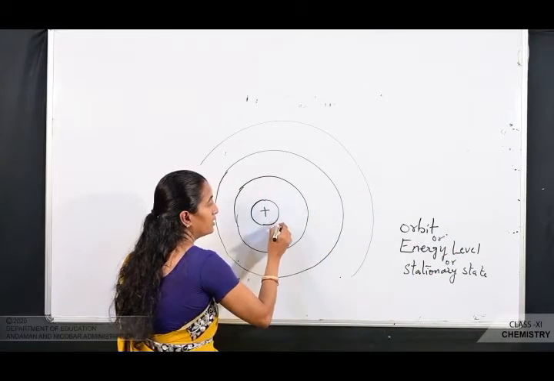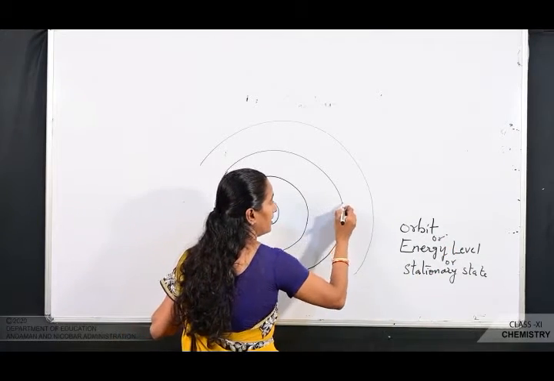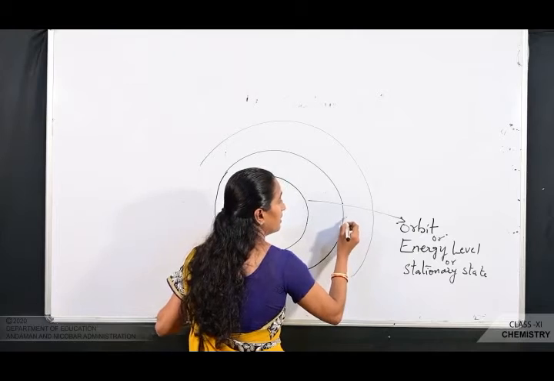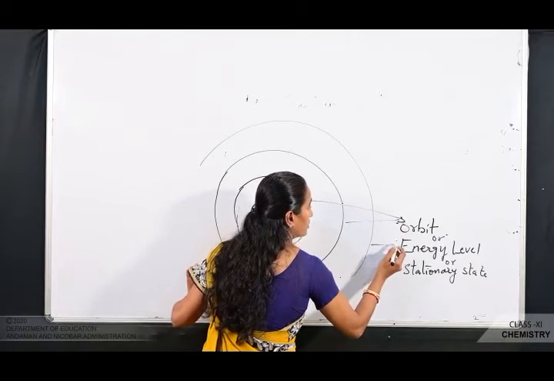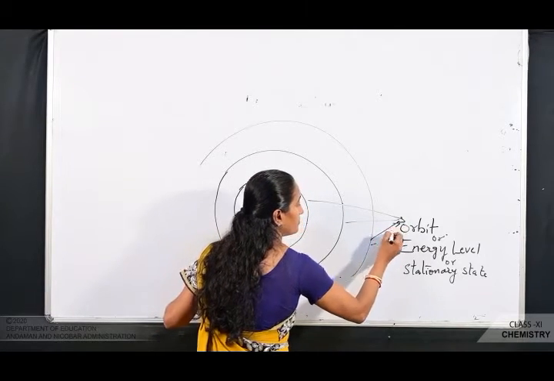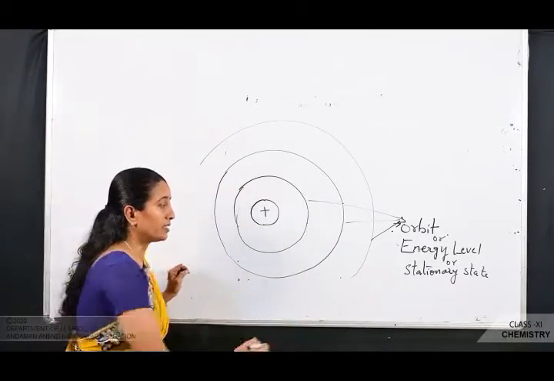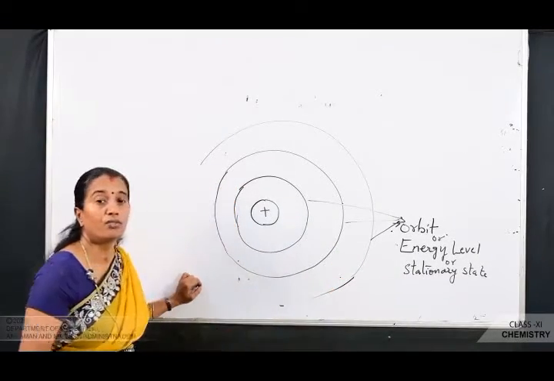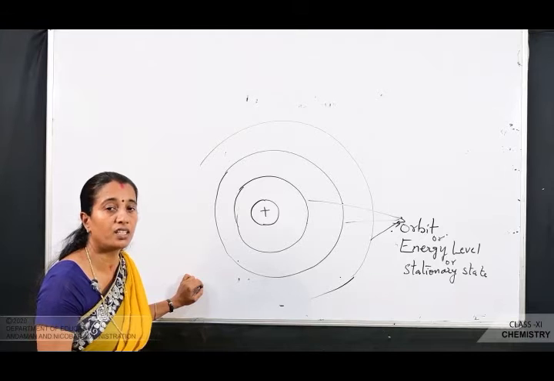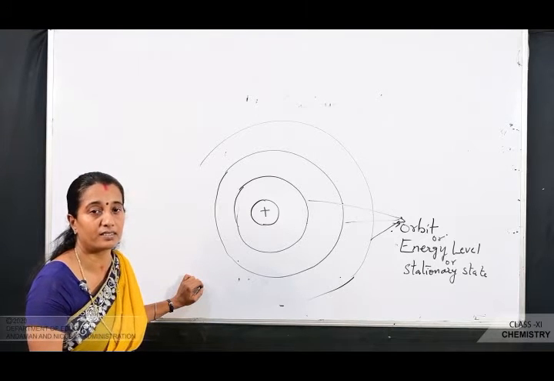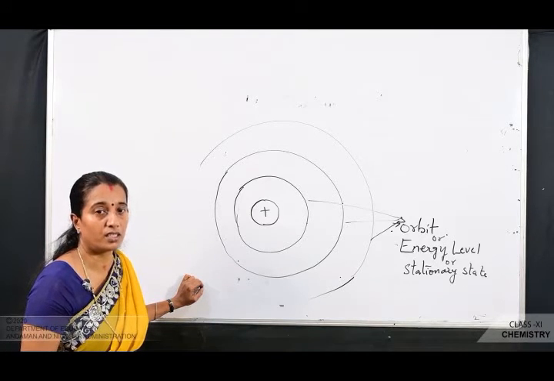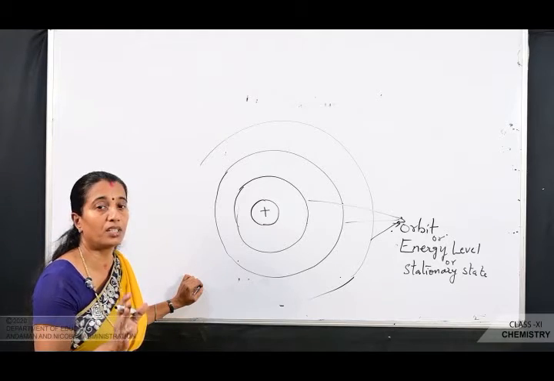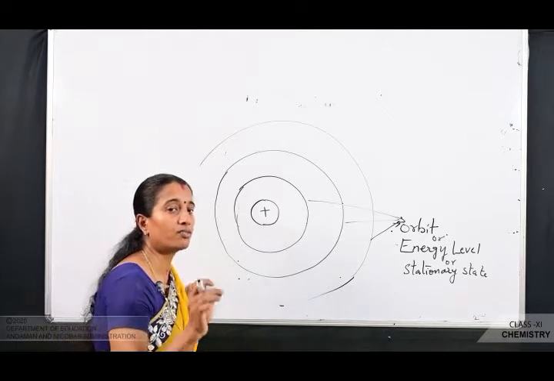These orbits, this is the first orbit, this is the second orbit, and this one is called the third. These all are the orbits. Remember, these orbits have fixed energy and fixed radius. That means it remains constant. And this theory eliminates one of the drawbacks of the Rutherford model.